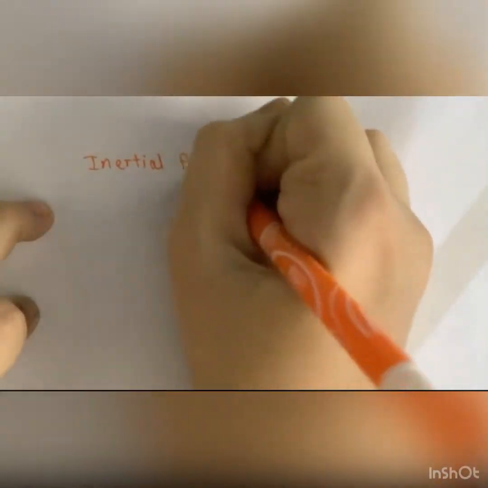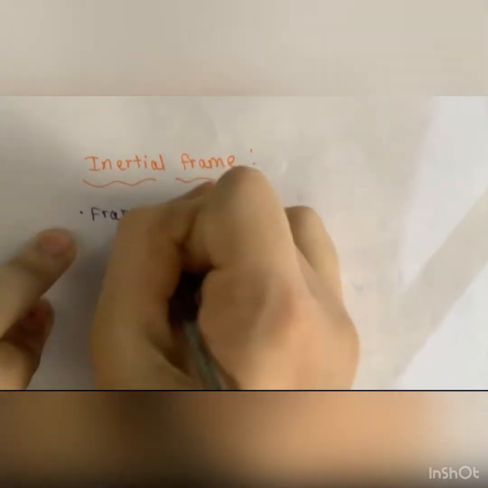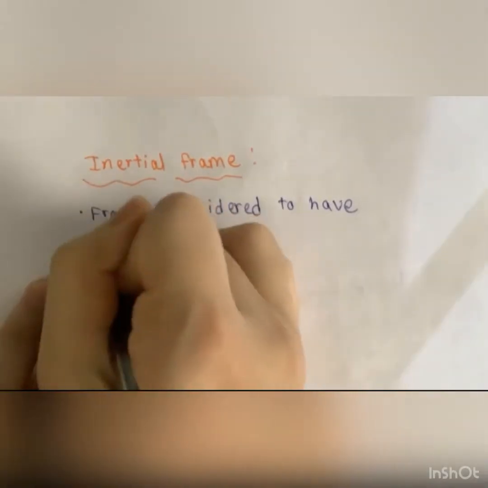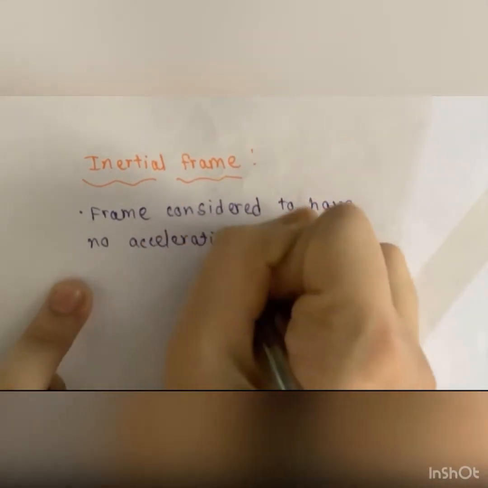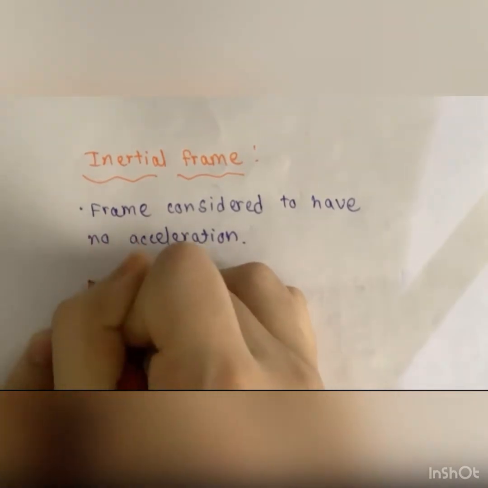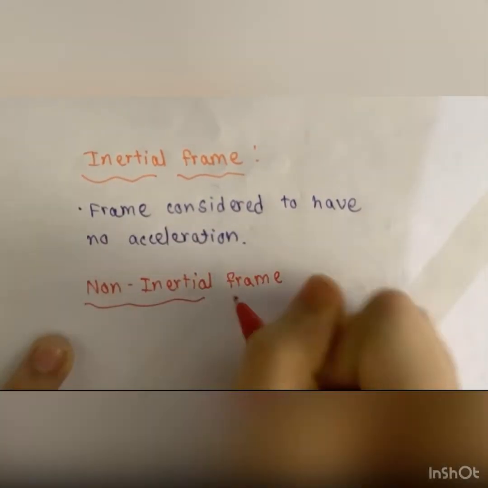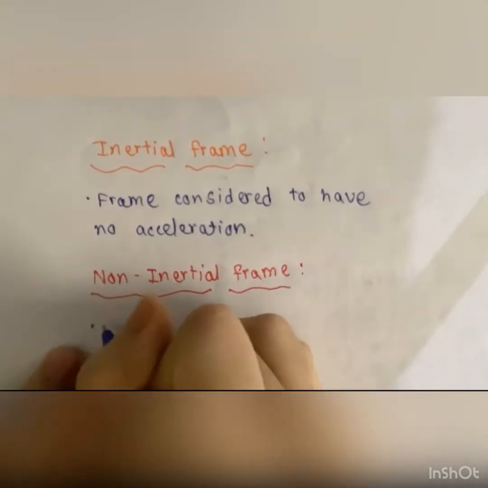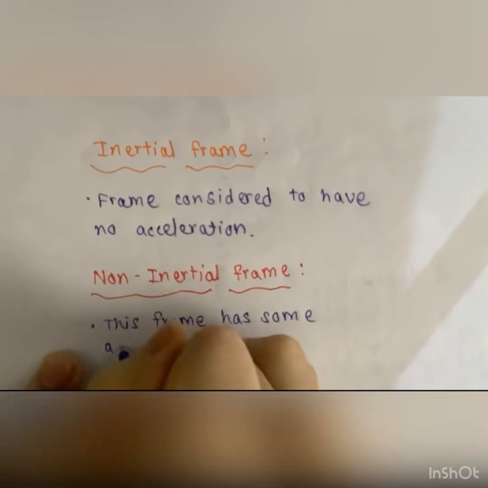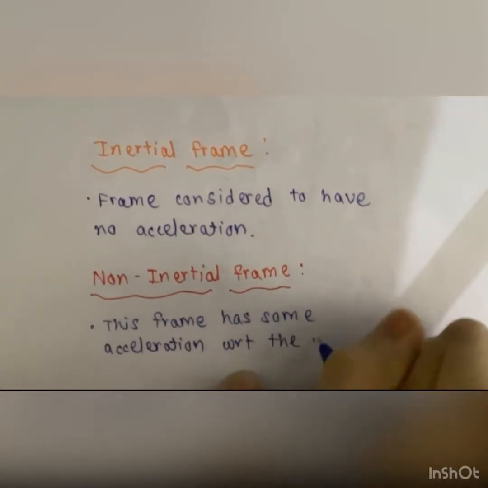First, let's look at the two types of frames, inertial and non-inertial. The inertial frame is an idealistic frame which has 0 acceleration. In reality, no frame is inertial, but we can temporarily define an inertial frame for a particular situation, and in this case, it is the ground frame. The non-inertial frame is said to have some acceleration with respect to the inertial frame, which in this case is the red frame.